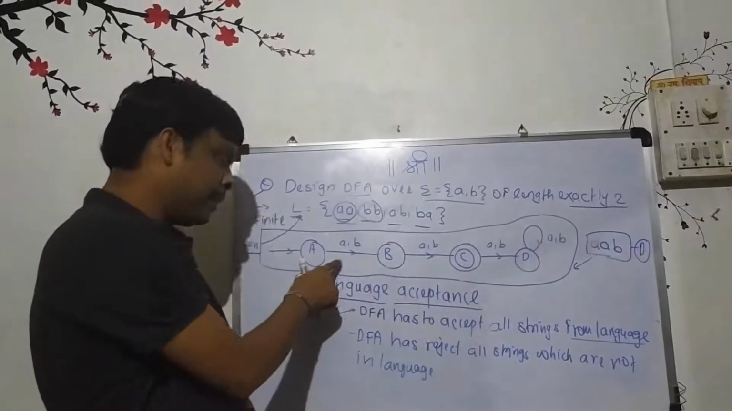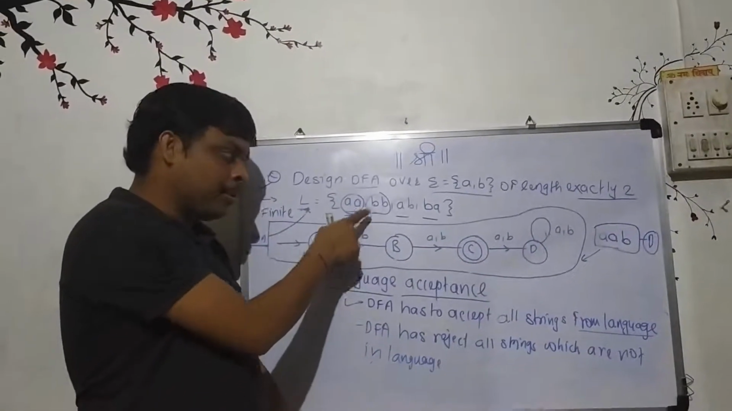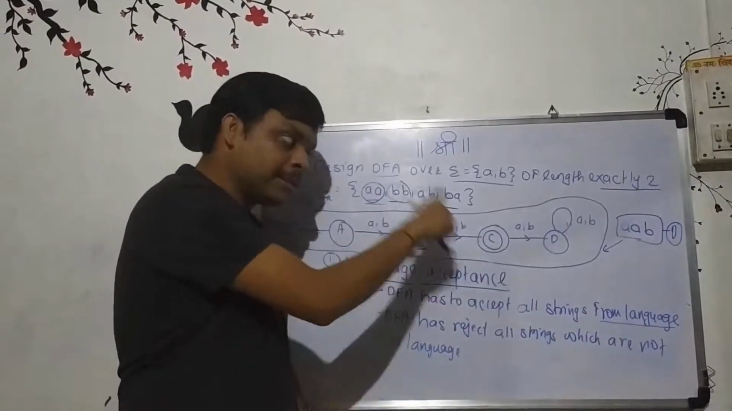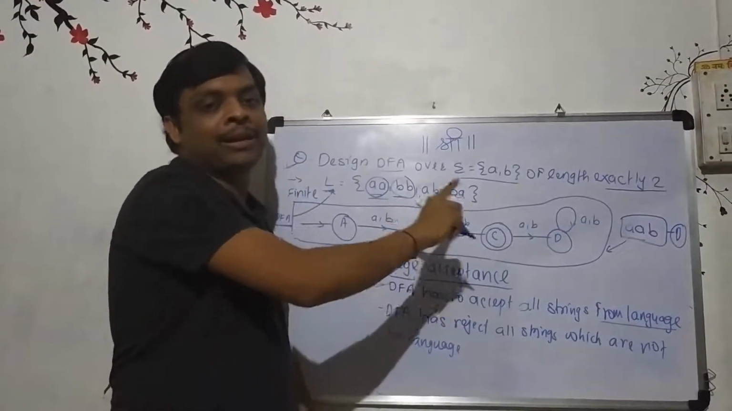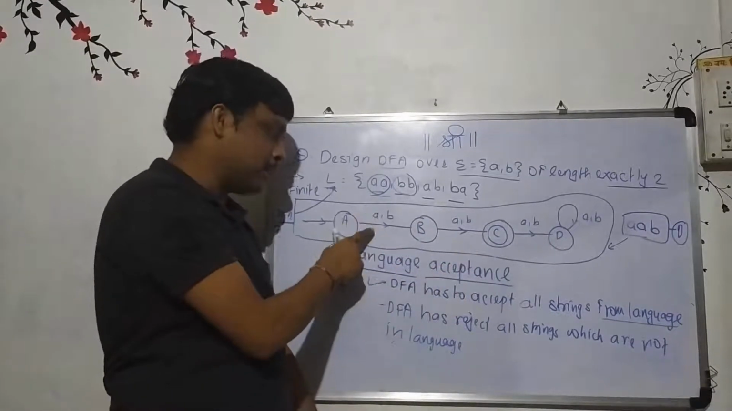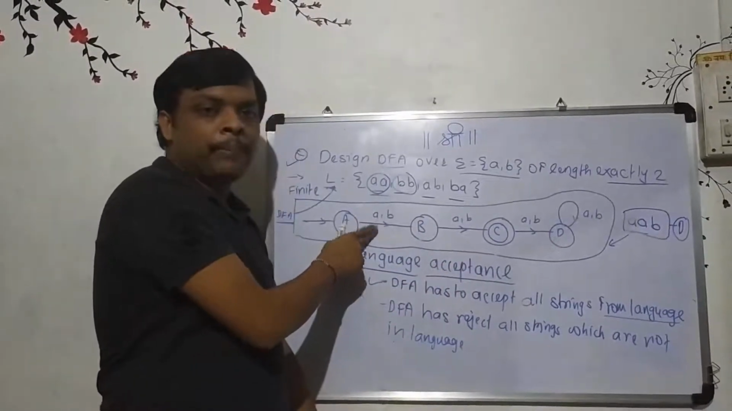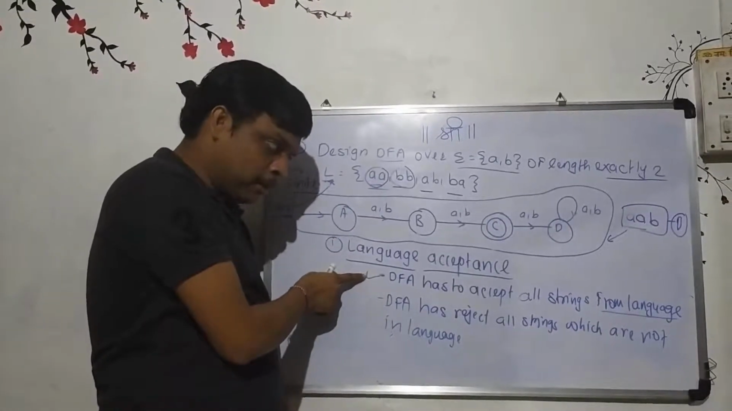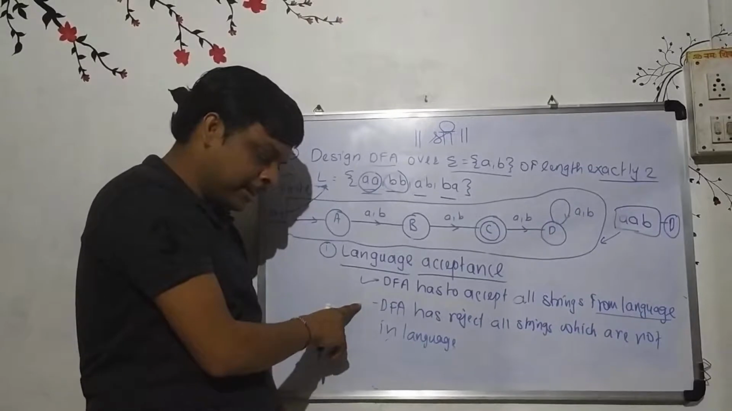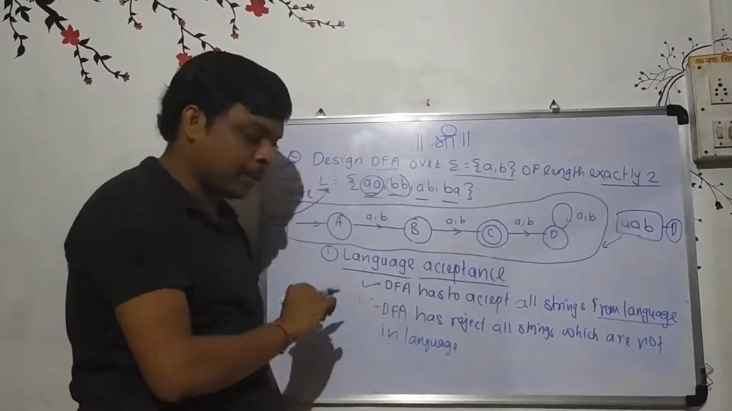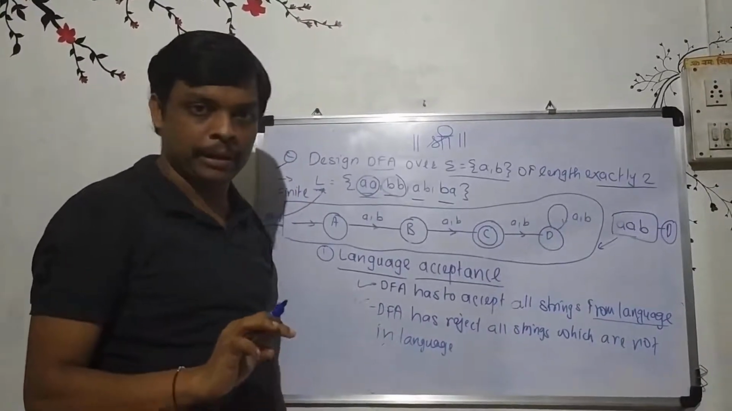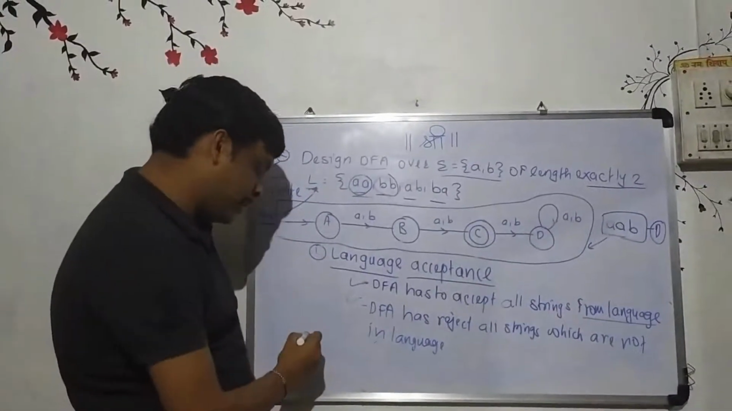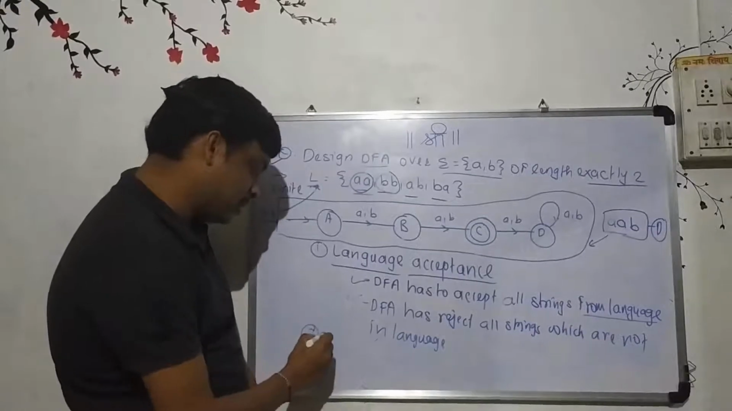So this DFA is going to accept all the strings which are present in the language, as well as this DFA is going to reject all the strings which are not there in the language. Okay, so that's why this is a complete DFA. So these 2 points you have to remember. It has to accept all strings which are present in the language, and it has to reject all strings which are not present in the language. Getting my point? Okay, now one more point you have to remember whenever you are designing your DFA, that is completeness.